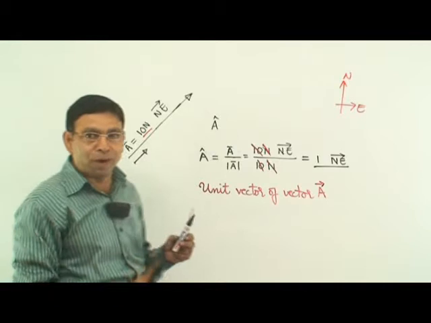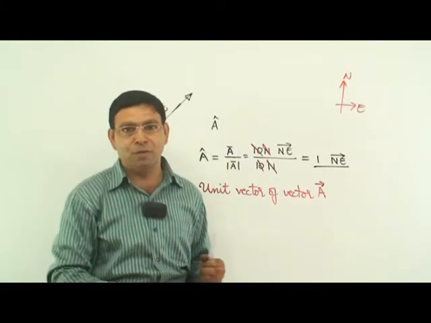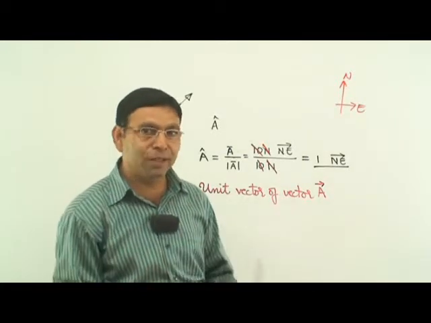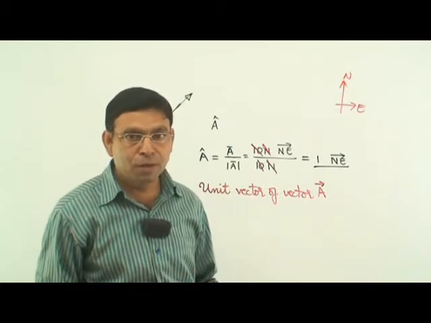Unit vector upwards means number 1 up. Unit vector down means number 1 down. Unit vector towards east means 1 towards east. So unit vector is just used to indicate direction. It has no unit. Fine? Unit vector is unitless.